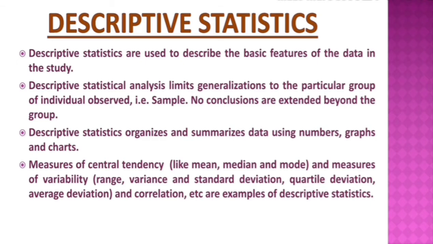Point number 3. Descriptive statistics organizes and summarizes data using numbers, graphs and charts. That means in descriptive statistics we use graphs, charts and numbers to summarize and organize the data. Point number 4. Measures of central tendency like mean, median, mode, and measures of variability like range, variance, standard deviation, quartile deviation, average deviation and correlation are examples of descriptive statistics.